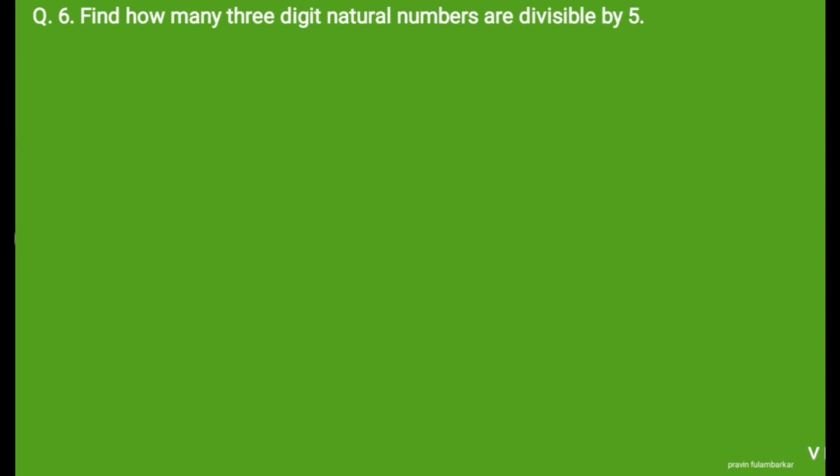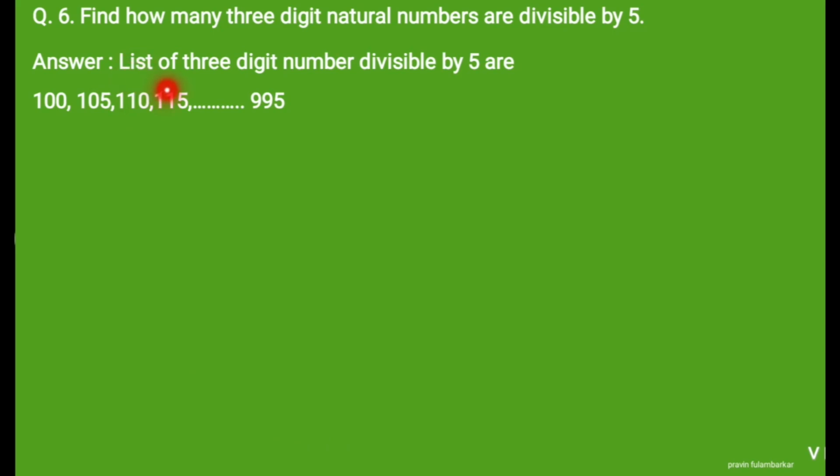Now see next question 6. Find how many 3-digit natural numbers are divisible by 5. First we write all the 3-digit natural numbers. That means 3-digit numbers start from 100 and end with 999. So we write the list of 3-digit numbers divisible by 5: 100, and the last number is 995, because we require numbers which are divisible by 5.